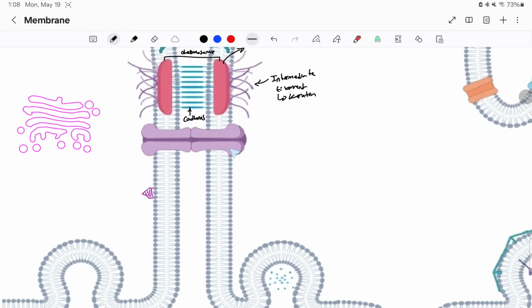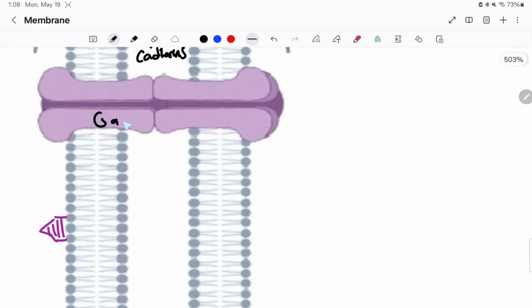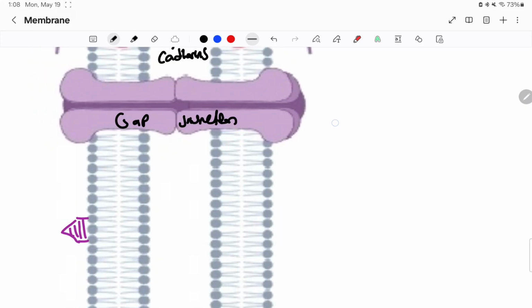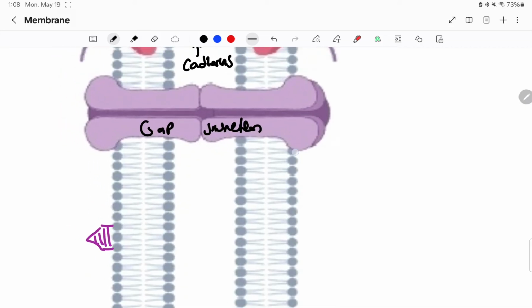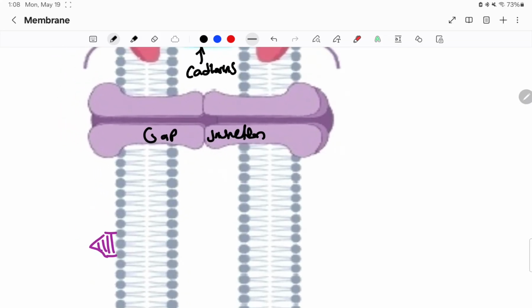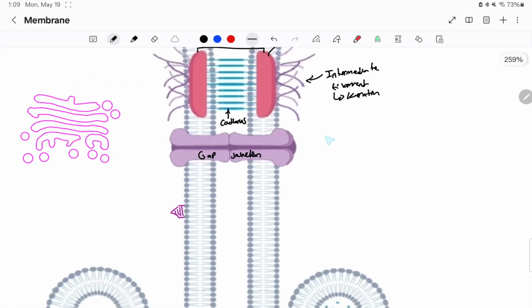The final type of cell-to-cell junction is actually called a gap junction, okay? So here it is. It's called a gap junction. These ones are very interesting because essentially you can think of them as communicating junctions where they permit small water-soluble molecules or particles like ions to pass between these two connected cells.